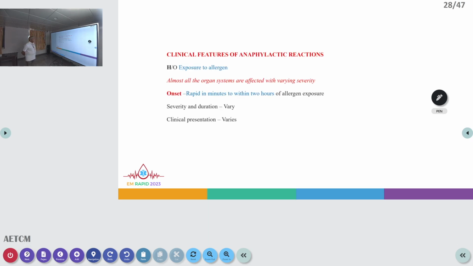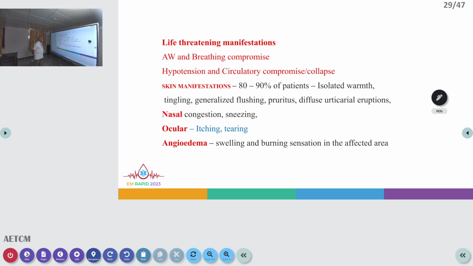The clinical features of anaphylactic reaction: first thing is exposure to an allergen. Almost all the organ systems are affected with varying severity, and onset is rapid, in minutes to a maximum of 2 hours. Severity and duration vary, and clinical presentation also varies. When there is a life-threatening manifestation like airway, breathing, or circulatory compromise or collapse, we have to be very alert in managing this and stabilize the patient with immediate resuscitation and ongoing treatment.